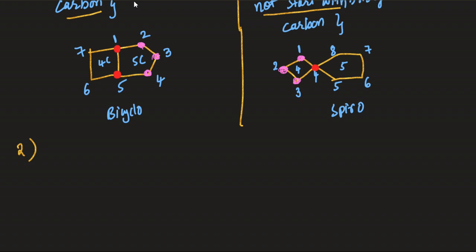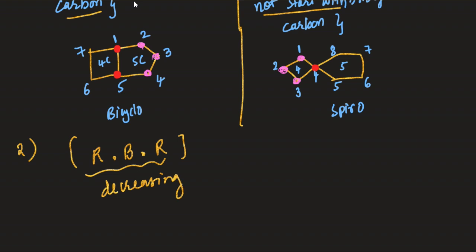Okay, so the second step is what? In the brackets, you have to write ring, bridge, ring, and this should be written in decreasing order. Next, coming to spiro, the second point, how are you going to write? Here you are going to write ring dot ring, and this must be in ascending order.